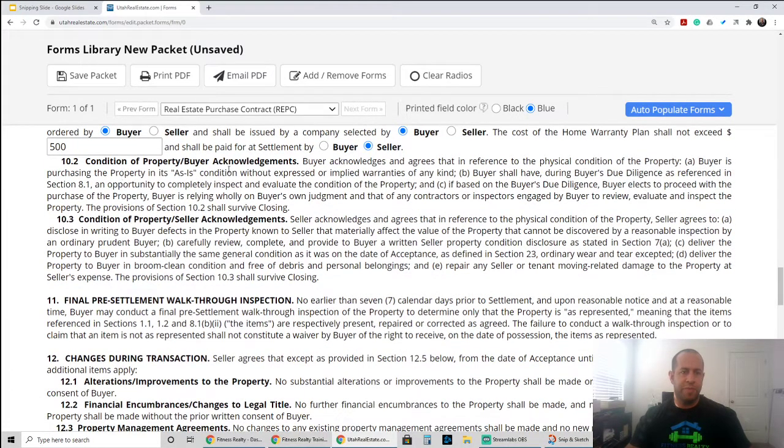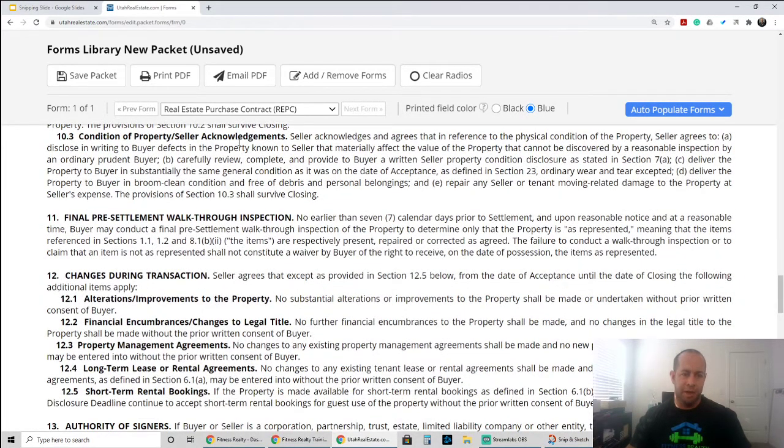All right, condition of property buyer acknowledgments. You're acknowledging the physical condition of the property. Same thing with a seller, and then obviously everybody's trying to make sure that nobody knocks down a wall or adds a garage or anything crazy. The thing that's in the seller side is broom clean condition and free of debris and personal belongings.